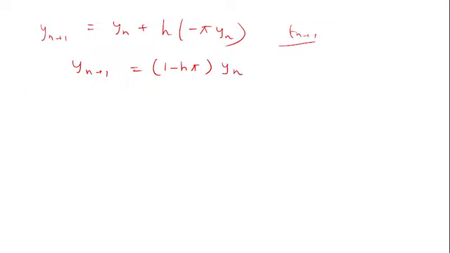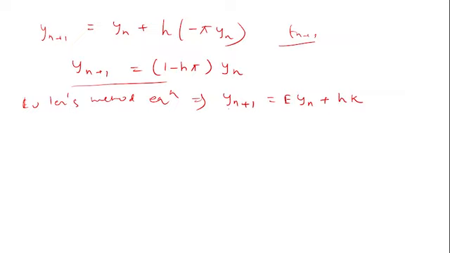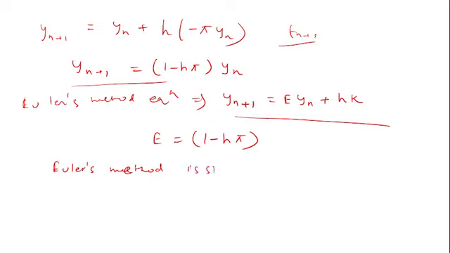So your Euler's method equation is like this: y_{n+1} = E y_n + hk, where hk is 0 in this equation. This equation is in this form now. Here you can see E = 1 − hπ. Your Euler's method is stable if |E| is less than 1.